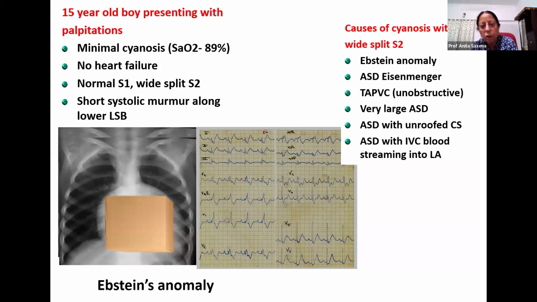So this is obviously Epstein's, but if you have a cyanotic patient or adult with a widely split second heart sound, Epstein is not the only diagnosis. Do think about ASD Eisenmenger. Do think about very large ASD even without Eisenmenger, total anomalous pulmonary venous connection. So just remember the list of conditions which can produce cyanosis with a widely split second heart sound. Otherwise, classically, tetralogy as well as Epstein's have a single second heart sound.